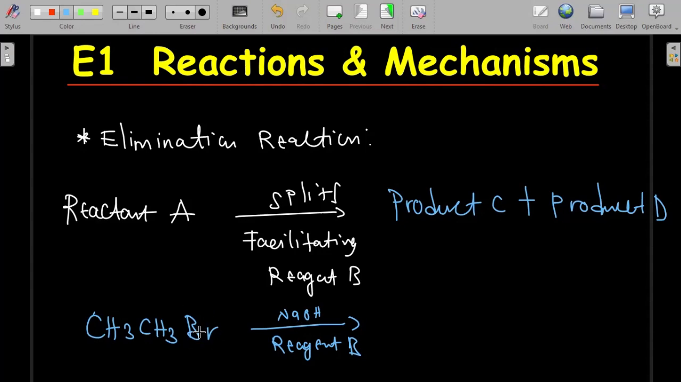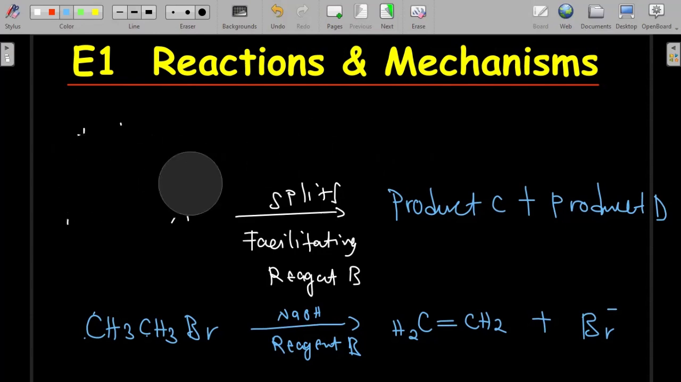So here, when this Br is kicked out, it means between this carbon and this carbon there's going to be a double bond. So it's going to be CH3 bonded to CH2, with a double bond, and then plus we're going to have the Br that has been kicked out. I'm just going to write it as Br with a negative charge. So this is an example of an elimination reaction. Now in this video, I'm specifically going to talk about the E1 reaction and its mechanism.